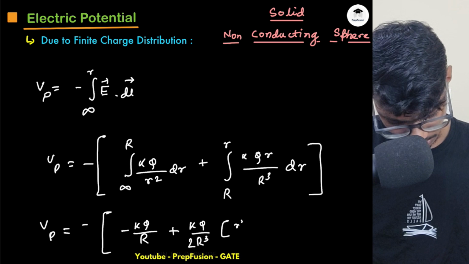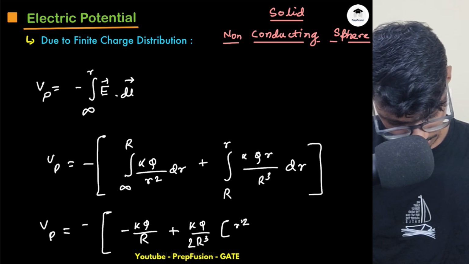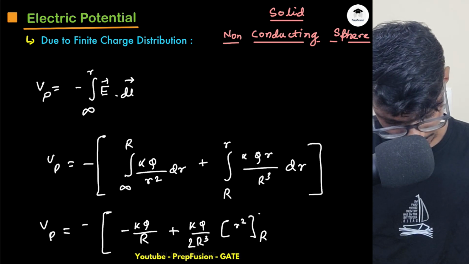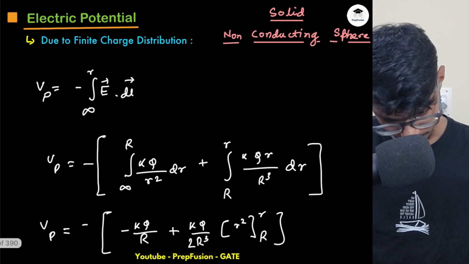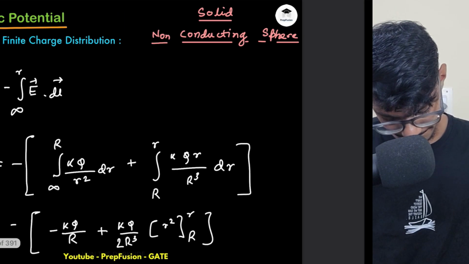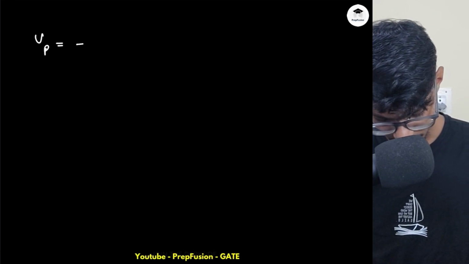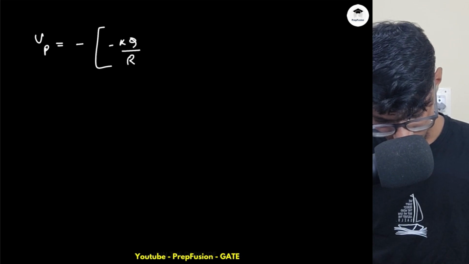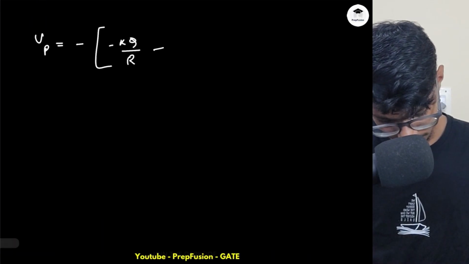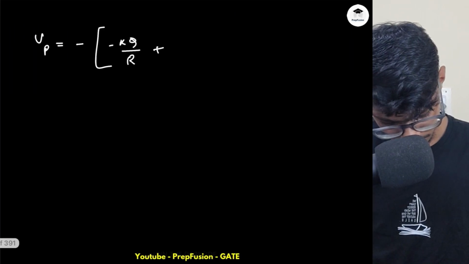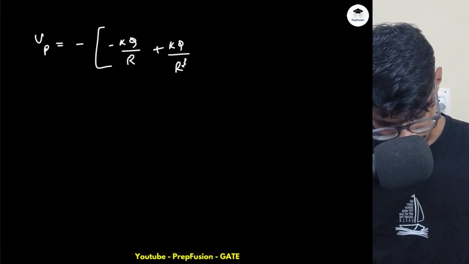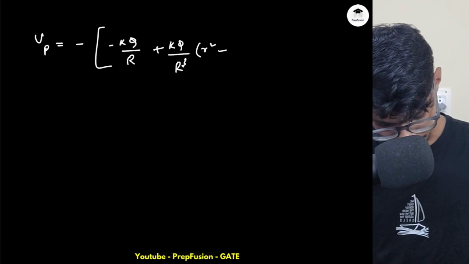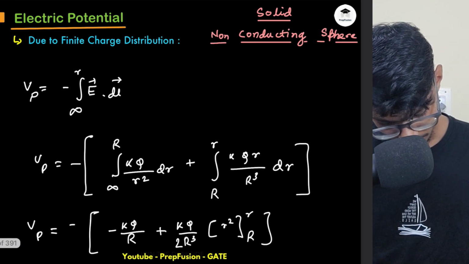R square by 2 is here, r square will be here. Okay, I hope you are not confused with small r everywhere. I'm just doing the integration. So this will come out to be Vp is equal to minus kq by r plus kq by r cube into (r square minus capital R square), correct?